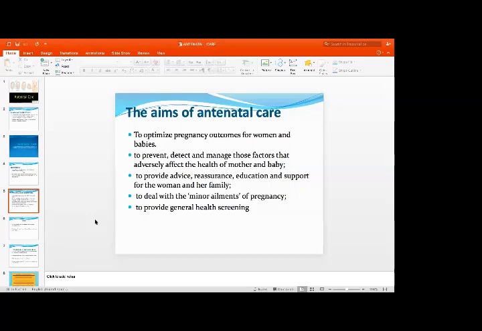To deal with the minor ailments of the pregnancy. So during pregnancy, she may have minor complaints, minor symptoms, some ailments she encounters. So we have to deal with those minor ailments also. To provide general health screening. So there are certain infections, certain conditions, medical disorders which should be screened during pregnancy so as to optimize a good outcome.